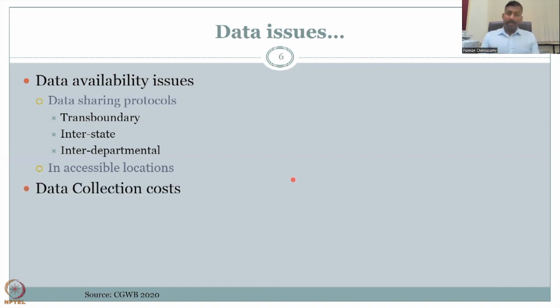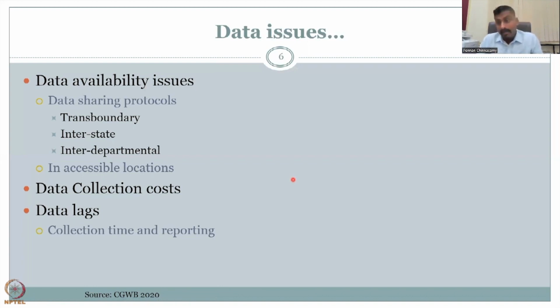Data availability in inaccessible locations is also a concern, because how do you go collect data from the Himalayan regions, for example? Often going and collecting data itself is tedious and time consuming. So there are inaccessibility issues, and maybe sometimes they don't collect there because getting the data is going to be difficult. Data collection cost, as I said, there's a lot of manpower and time that is needed to go collect the data.